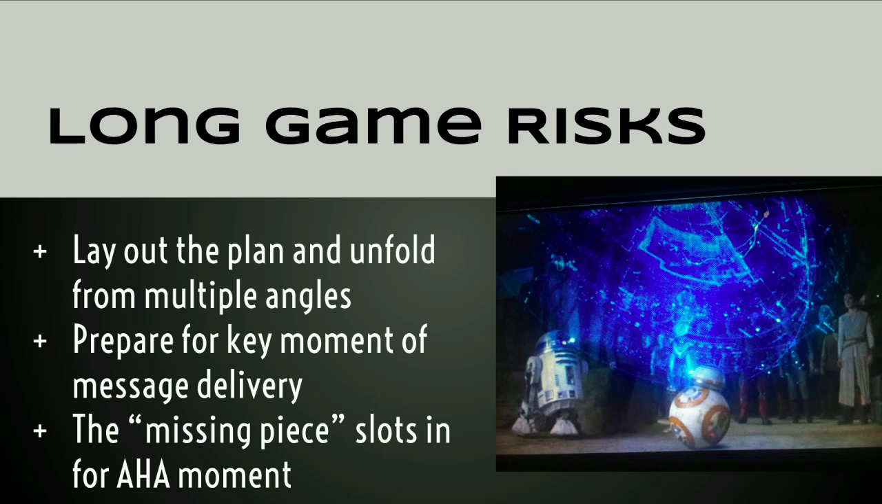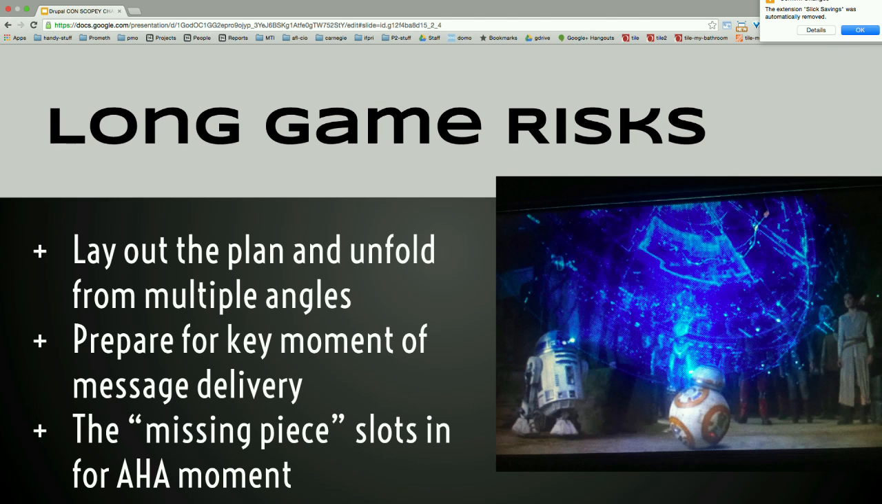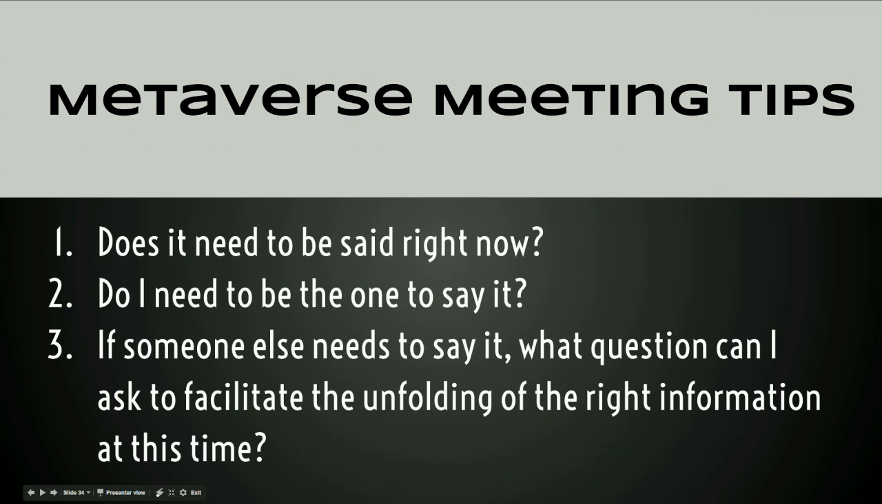So in the case of managing a long game risk, I often will work with the project teams, with the product owners, to lay out the plan and work from multiple angles. And a lot of times there will be a key moment of message delivery. Maybe it'll be in a meeting or in the context of a sprint review. And in that moment, it's really great to think about who's going to be delivering the message for this kind of aha moment for a risk solution to unfold. So in the context of this aha moment, a lot of times what I'll do is I'll tee up a conversation that I know needs to happen.